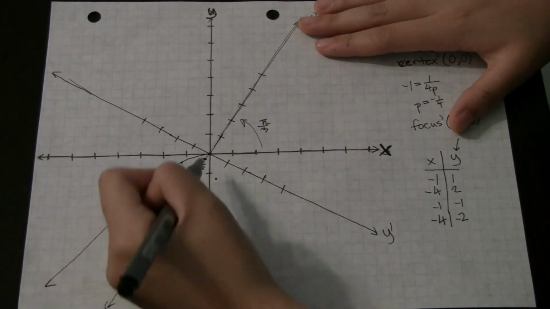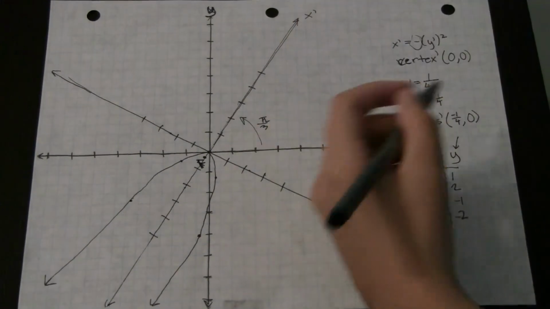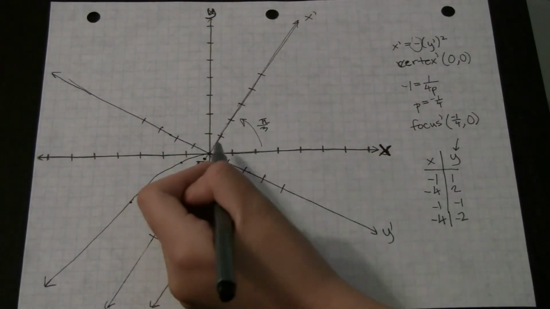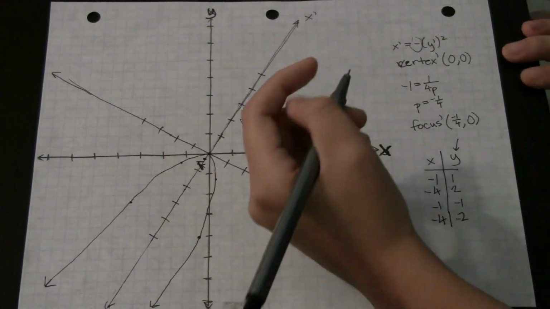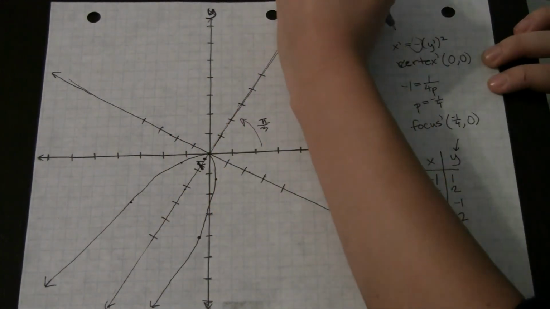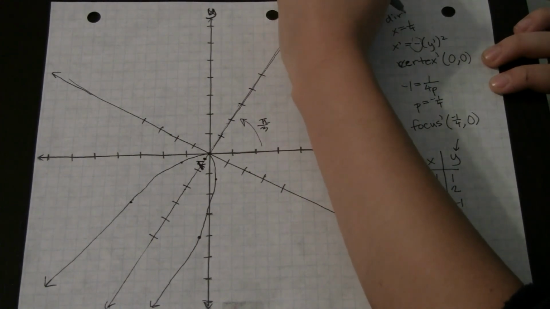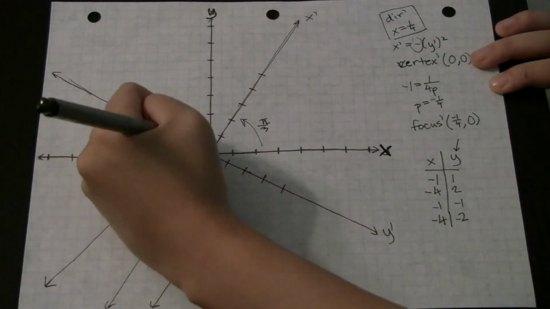somewhat like this. One more thing that I forgot to mention is finding the directrix. So obviously you already have p, and the directrix would just be, in this case, x equals 1/4. So this is your prime directrix right here.